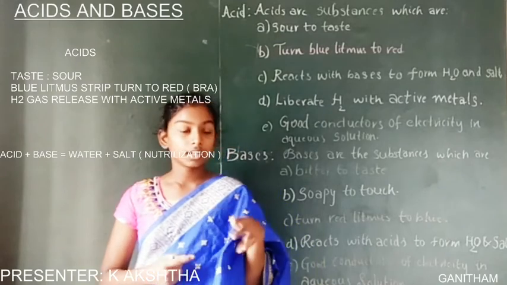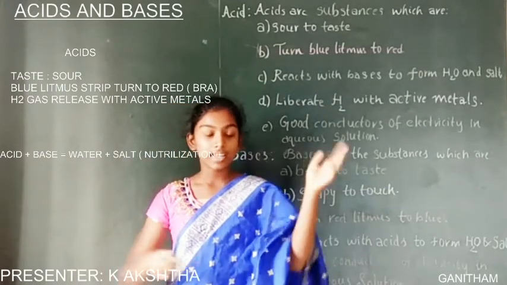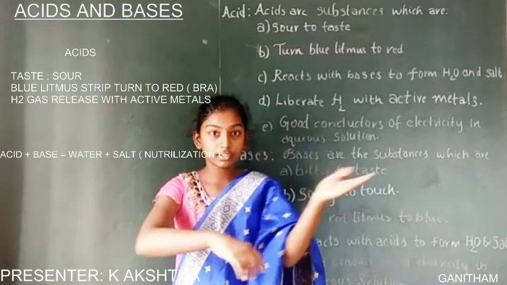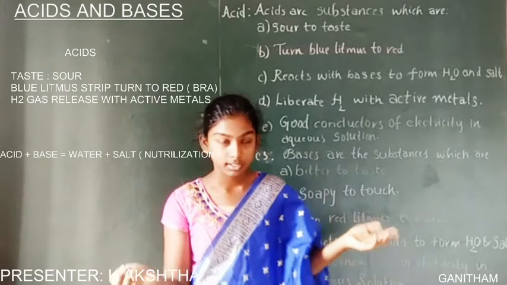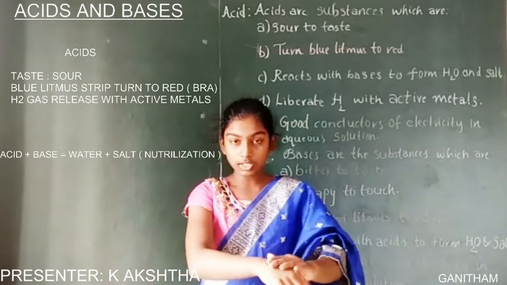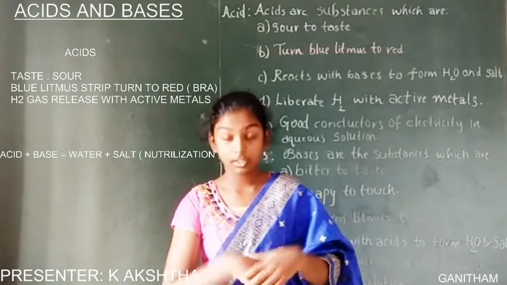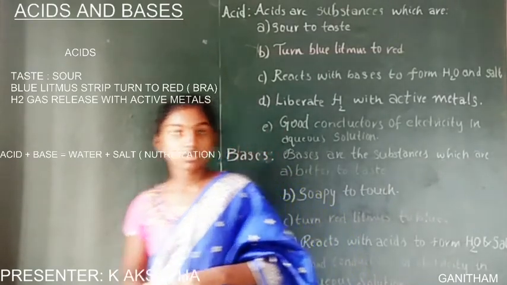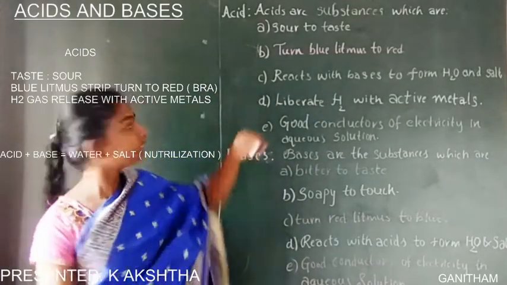In movies we can see acid, and if that acid is poured on our skin, the skin will change its shape and it will be a lot of pain for us. So those were the 5 properties we have in an acid. Once again, let us revise this.